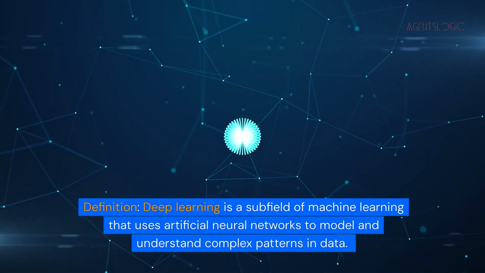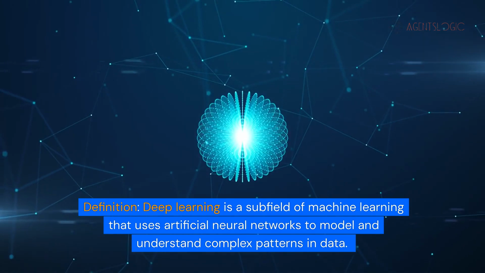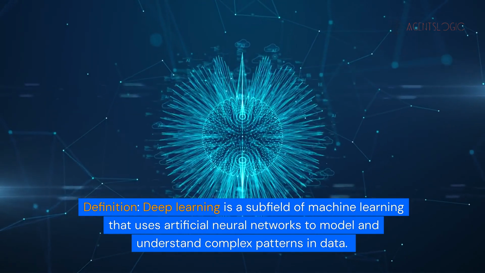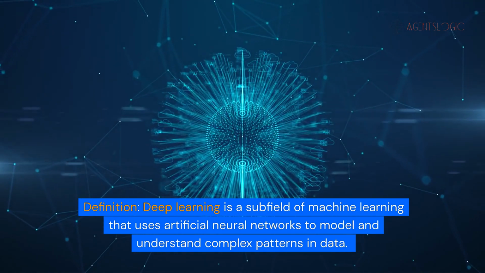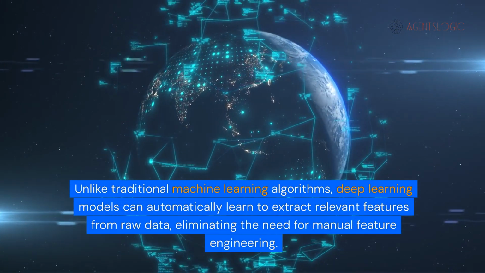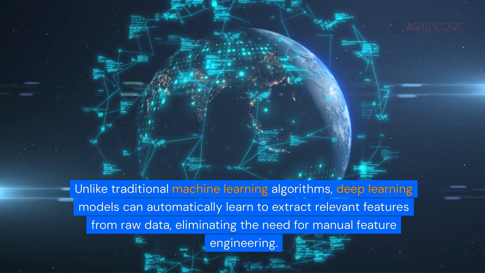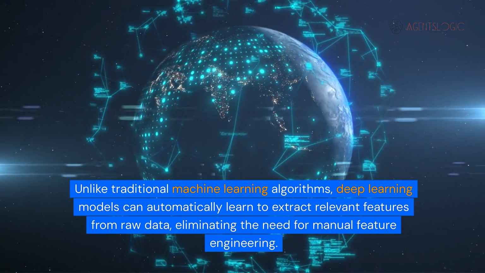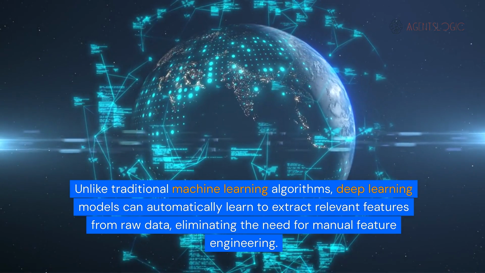Definition. Deep learning is a subfield of machine learning that uses artificial neural networks to model and understand complex patterns in data. Unlike traditional machine learning algorithms, deep learning models can automatically learn to extract relevant features from raw data, eliminating the need for manual feature engineering.